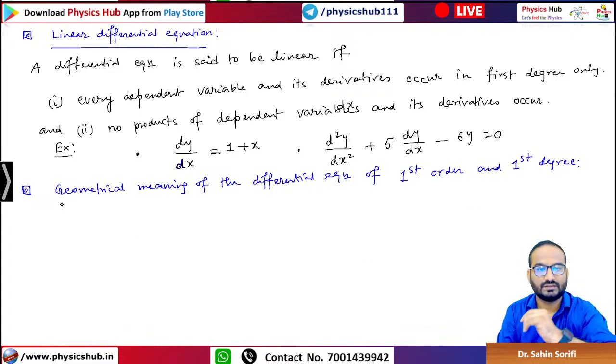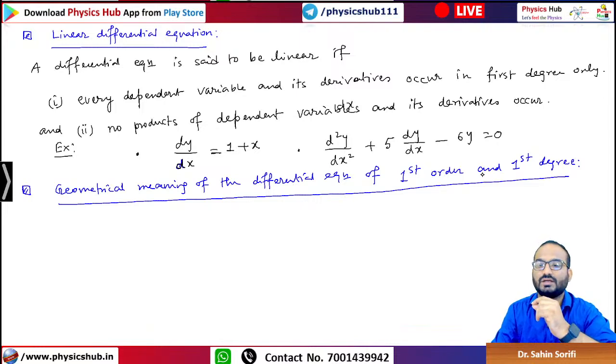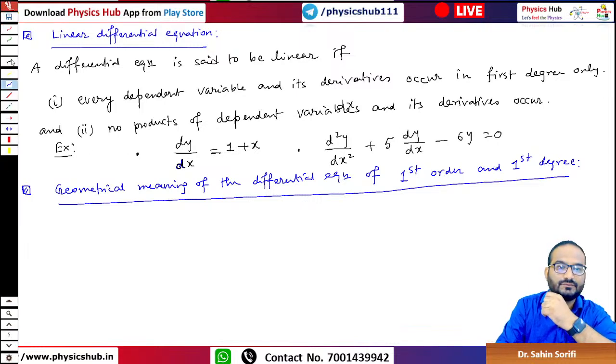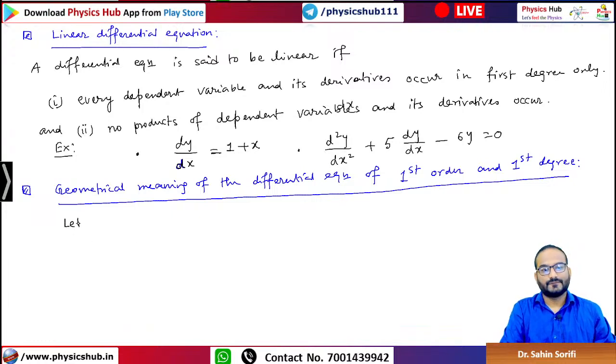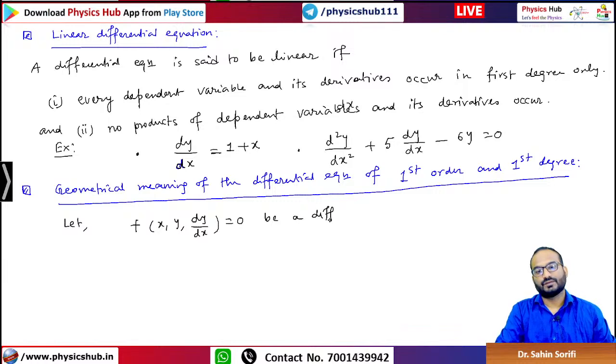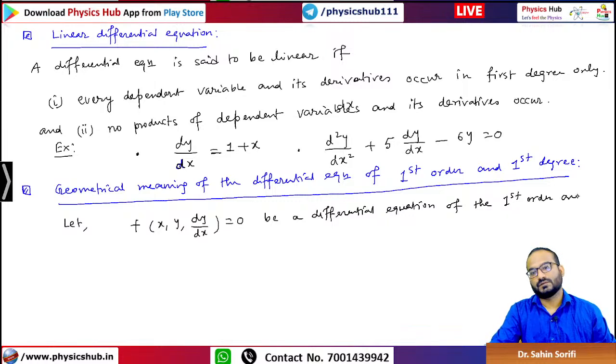Just try to understand it a little bit. First order and first degree means only dy dx will appear. So let f of x, y, dy dx equal to 0 be a differential equation of the first order and first degree. Do you understand this line?